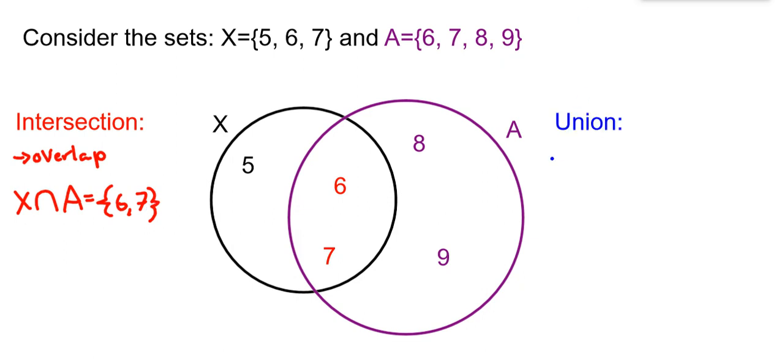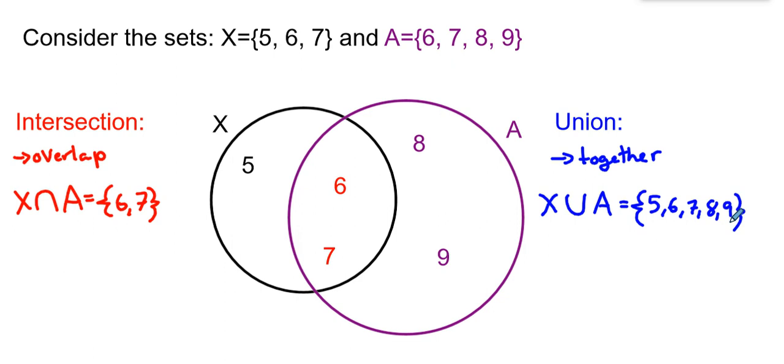On the other hand, when I think of a union, I think of the word together. If things are united, they are brought together. So if we look at the union of X and A, where union is a capital U, the union of X and A, then this is going to be both sets together. So we would have 5, 6, 7, 8, and 9. And that is the union. So it's numbers that are in either set.